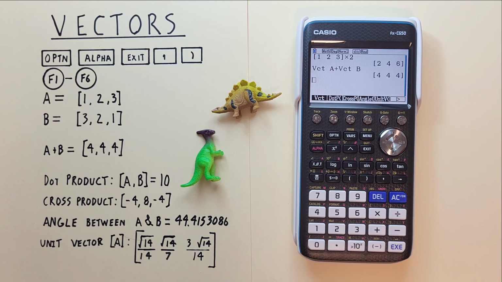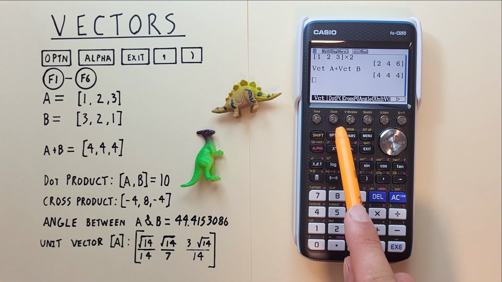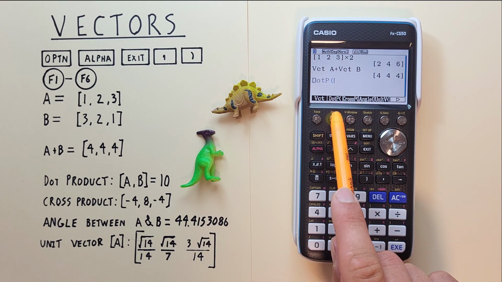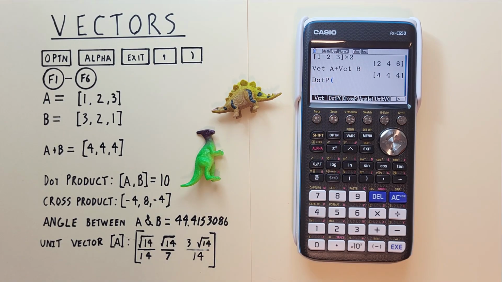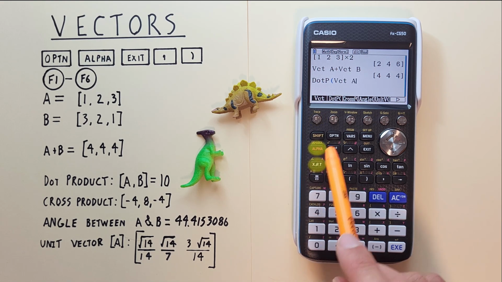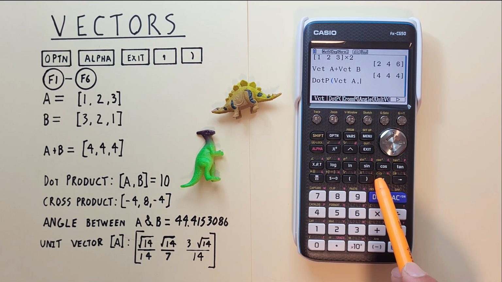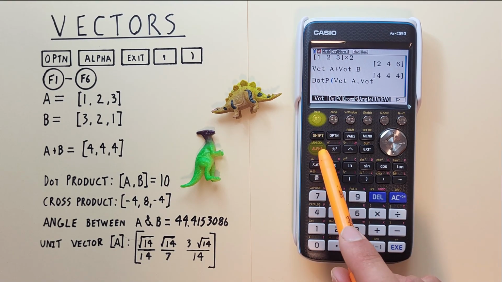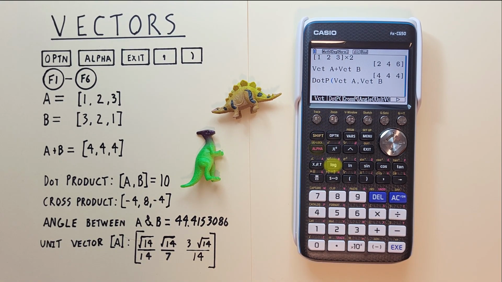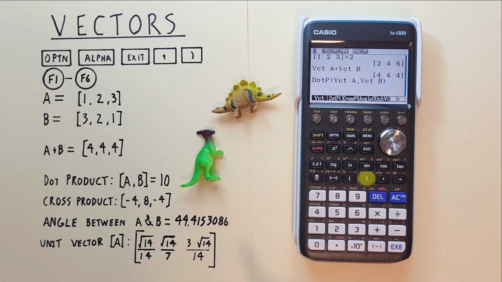We can also find the dot product of our vectors by hitting F2 dot P. There we go. We see dot P with a bracket. We hit vector alpha A, and then we use the comma, and then vector alpha B, close our bracket, and hit exe, and see we get a dot product of A and B equal to 10.